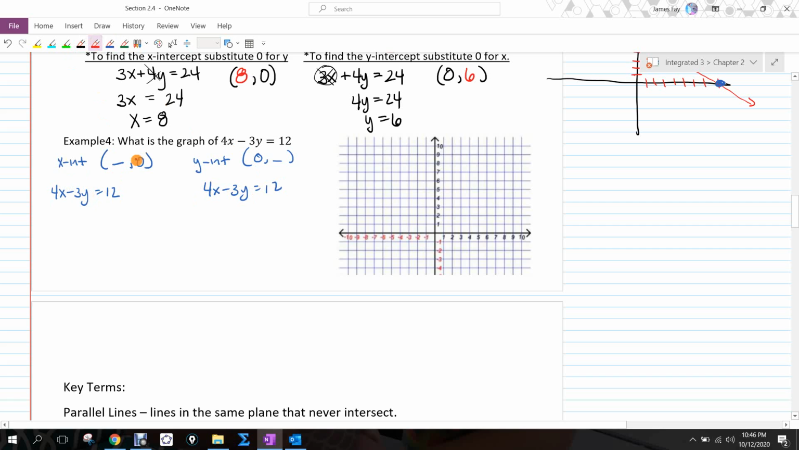So in this first one here, when I find the x-intercept, the y is 0, so that's going to go away. And I'm just going to be left with 4x equals 12. So then x has to be 3. Over here, when x is 0, that goes away, so I'm left with negative 3y equals 12. So y equals negative 4. And right there, it's very easy. X is 3, y is 0. Here, x is 0, y is negative 4. Draw your line so those points connect. And we're done. So that's very quick, very easy to get your graphing, okay?